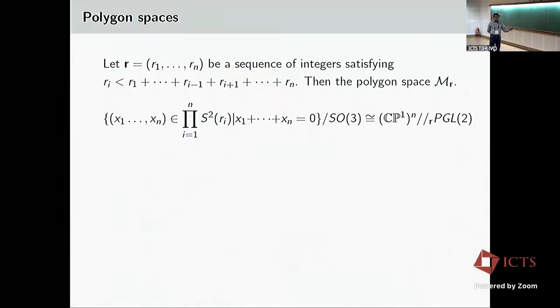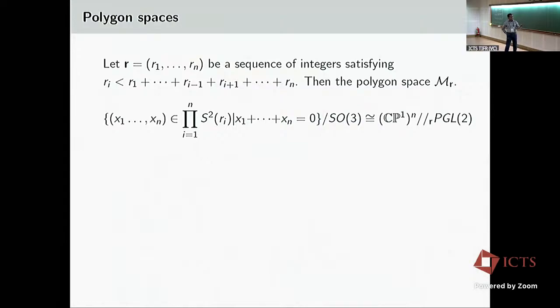You look at spheres of radius r_i so that the sum is 0, and then you quotient out by SO3. This is a symplectic manifold that was studied by Goldman and Millson, and there's a theorem of Knudsen and Hausmann that shows that this thing is actually related to the GIT quotient of P1 with respect to GL2 and these parameters. These have appeared in Sam's talk, right?